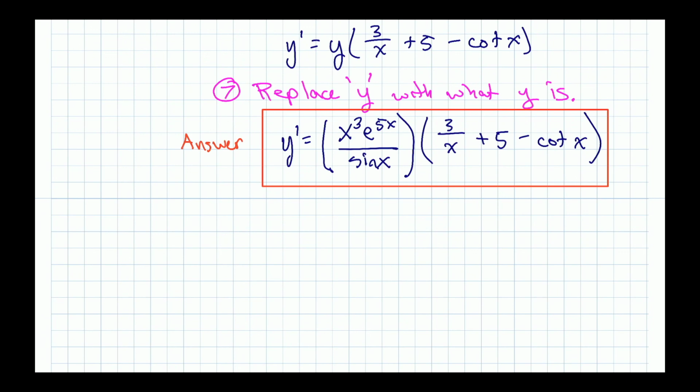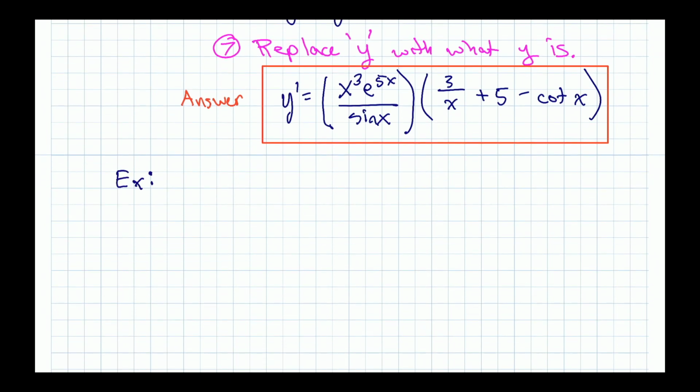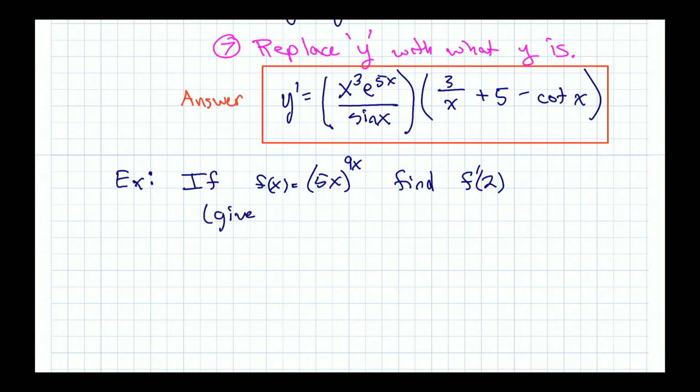So here's one that's just straight off of your homework example. If f of x equals 5x to the 9x, find f prime of 2. Okay, and it wants an exact answer. Give exact answer.